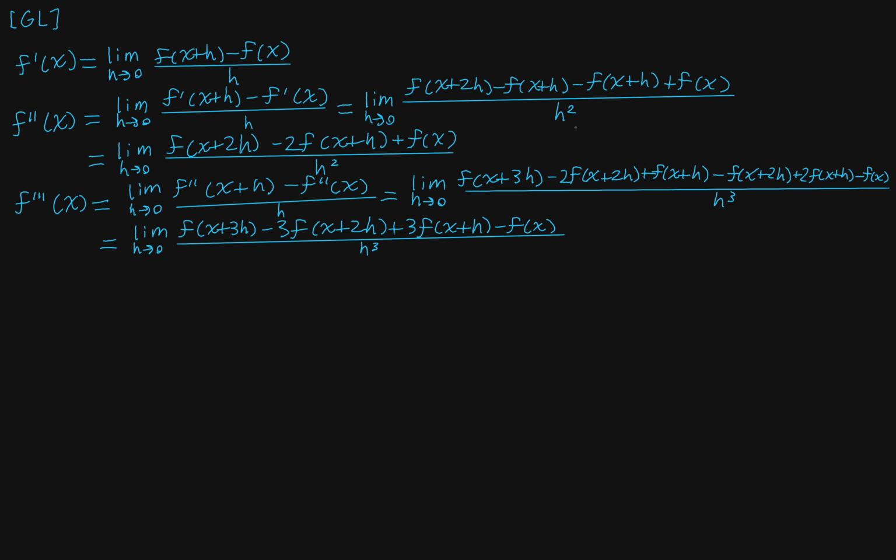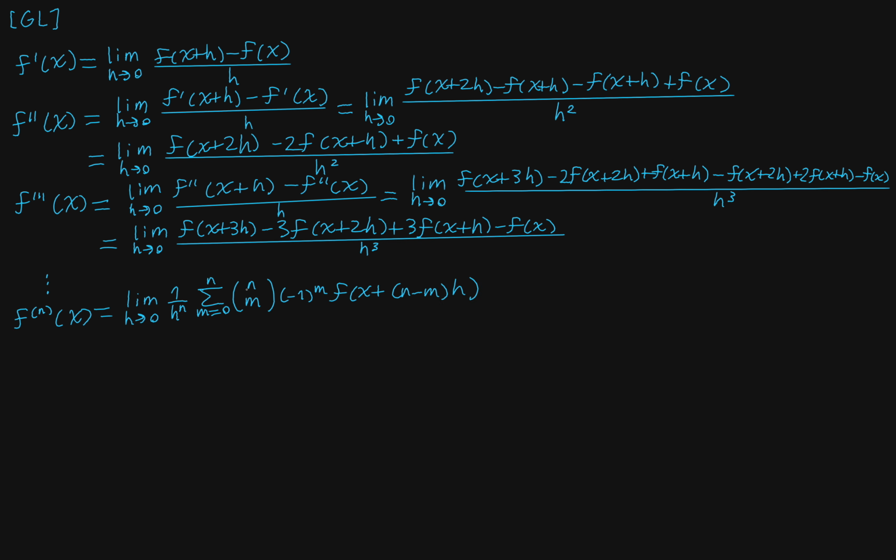Now you can see here the patterns: h, then h squared, then h cubed. You have 1, 2, 1. Then here you have 1, 3, 3, 1. And the signs are alternating. You can see these are clearly Pascal's triangle binomial coefficients here. And so, in general, we have the following nth derivative formula as a limit.